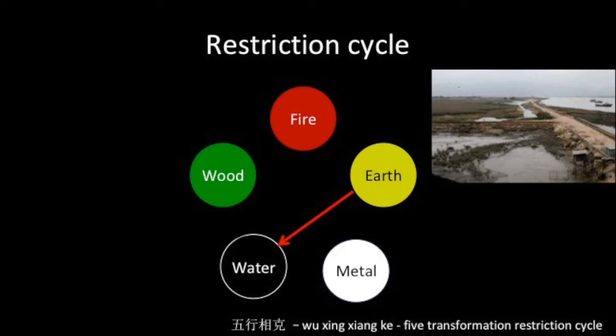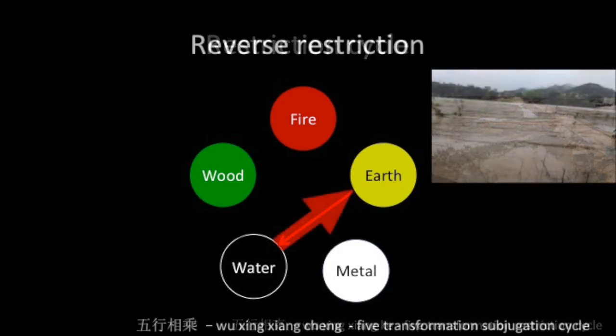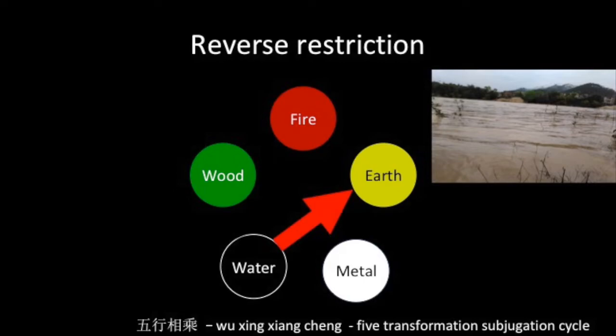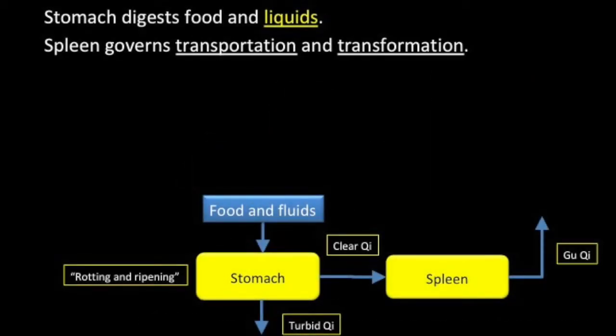In ancient times, dikes made of earth would be used to control the flow of water. However, when water is excessive and uncontrolled, it overcomes the earth and creates mud, which is a perfect analogy for the impediment produced by dampness. As a reminder, according to TCM, the stomach and spleen work in tandem to process both food and liquids. The stomach is said to prefer moisture, while the spleen prefers to function in dryness.